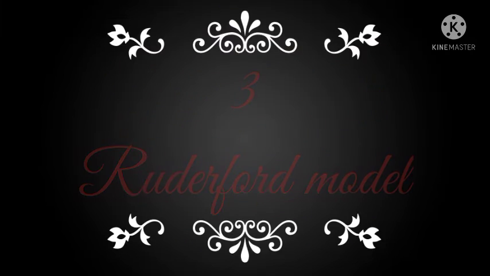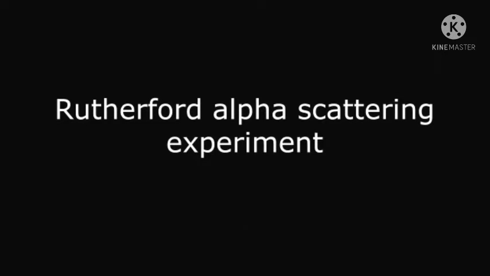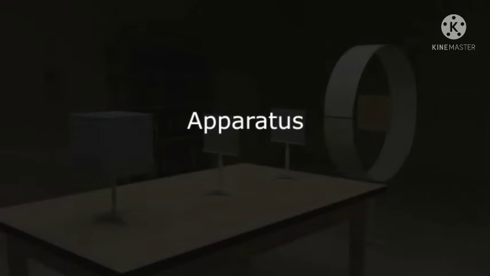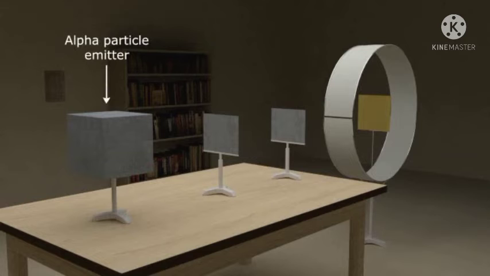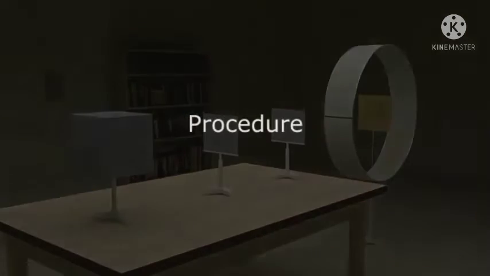Now the third atomic model we have is Rutherford's model. He gave the atomic theory in 1911 with the help of the alpha particle scattering experiment. Rutherford's alpha scattering experiment. Now the apparatus: the alpha particle emitter, gold foil, detection screen and the slits.